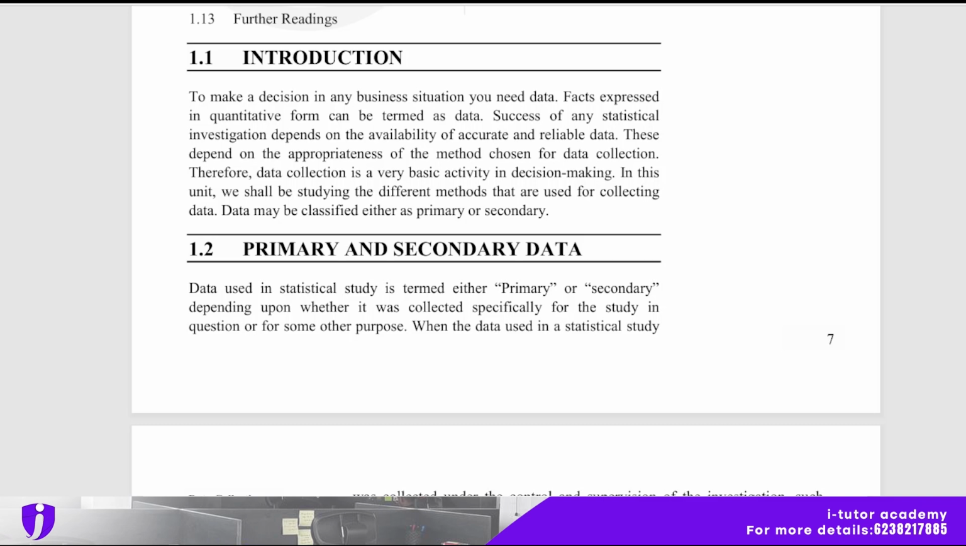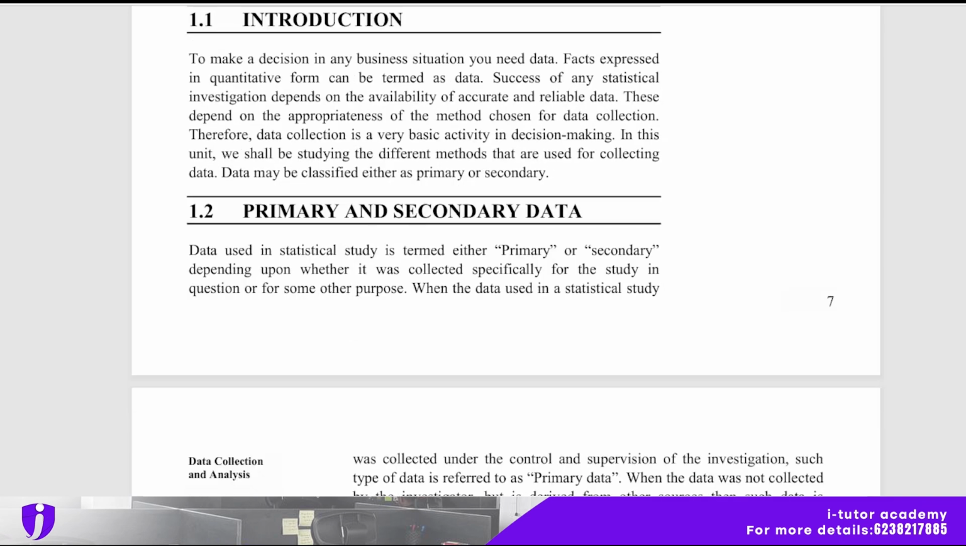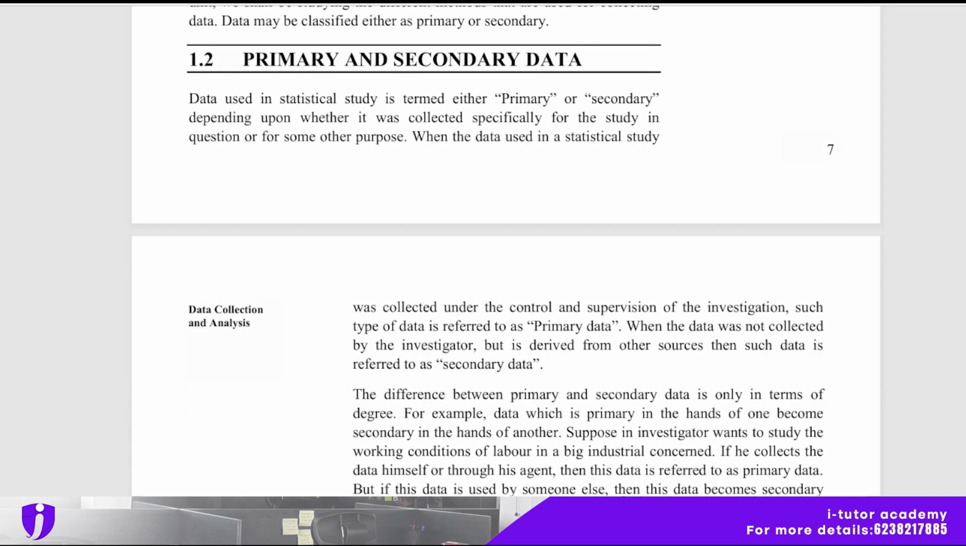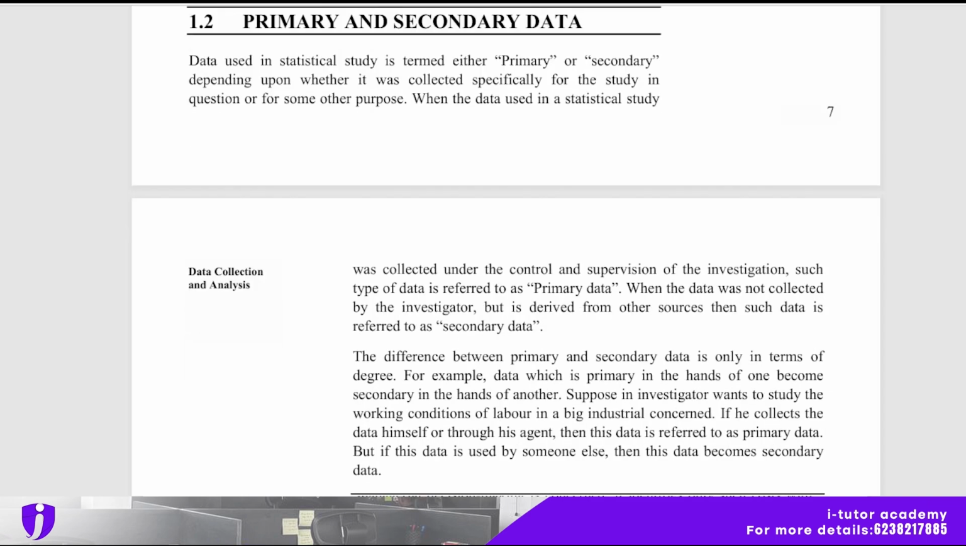Data may be classified either as primary or secondary. Data used in a statistical study is termed either primary or secondary depending upon whether it was collected specifically for the study in question or for some other purpose.